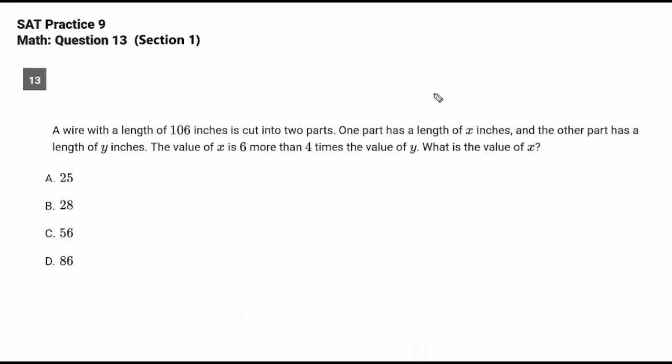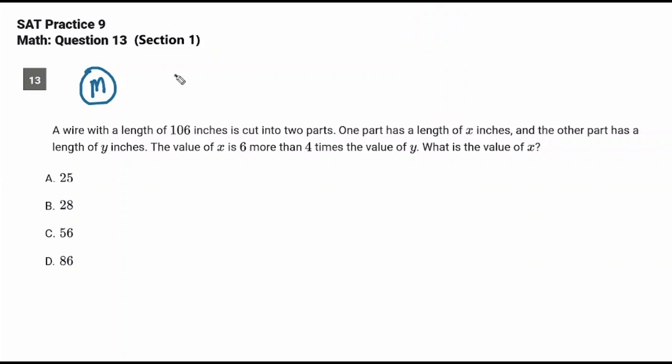We're on SAT Practice Test 9, Math Section 1, Question 13. What's the level of difficulty here? It's medium. It's the last medium question. A wire has a length of 106 inches. It's cut into two parts. One part has a length of X. The other part has a length of Y. The value of X is 6 more than 4 times the value of Y. What's the value of X?